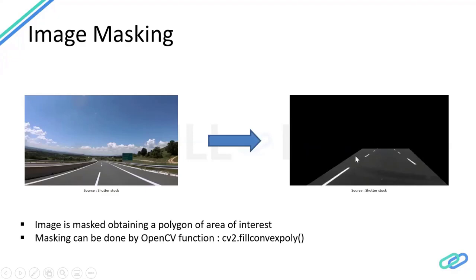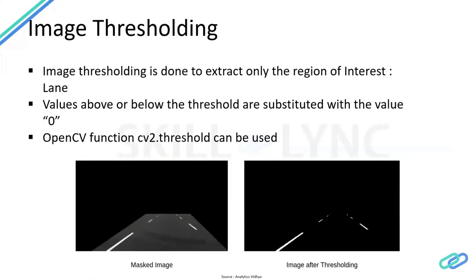So in the case of a computer, masking would essentially be converting the values of other areas that are not of interest to 0 or 1, so that there is a stark difference between the region of interest. The region of interest would have numbers which would be very different from the region that is not of interest.